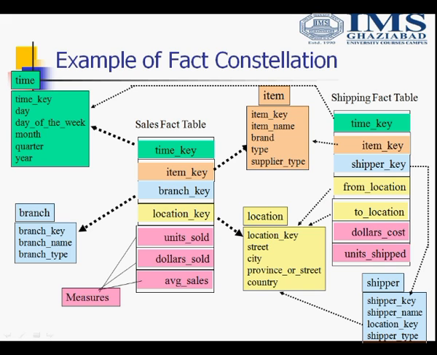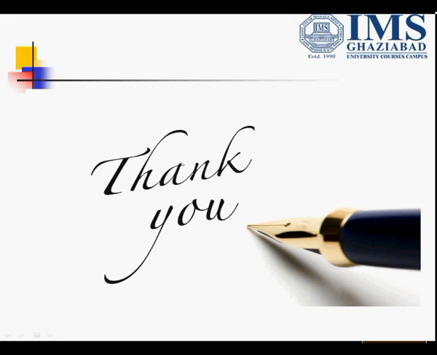So this is the difference between star and snowflake, where star and snowflake contain only one fact table and different dimension tables. A fact constellation or galaxy schema has more than one fact table shared with the different dimension tables. This is the structure of the galaxy schema.